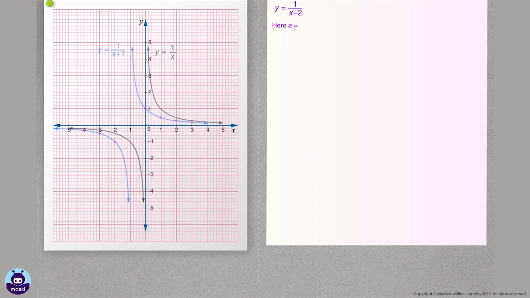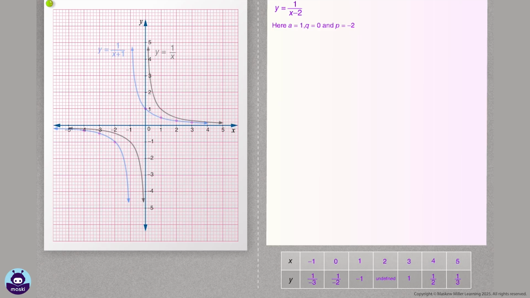Now let us plot the graph of a hyperbola for a different value of p in the equation y equals a over x plus p plus q. Let p be a negative number, say -2, maintaining the same values of a and q. We shall calculate the y values for different x values and tabulate the results. We plot the points now.